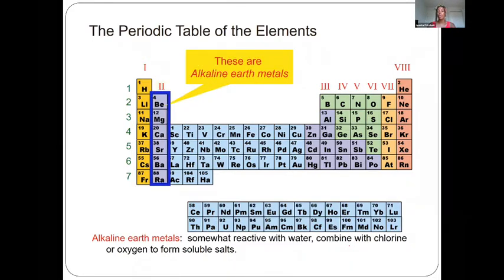Group 2 are what we call our alkaline earth metals. These are still somewhat reactive in water, because now we have 2 electrons that we're losing, and they also combine with chlorine and oxygen to form soluble salts.